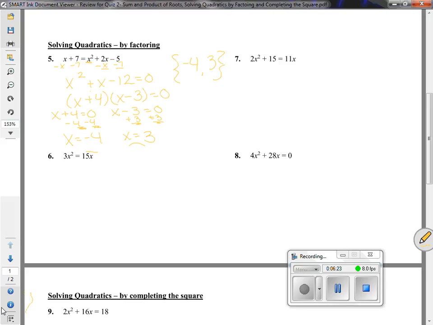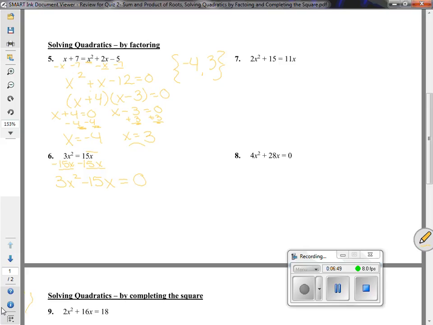So number 6, 3x squared equals 15x. So again, it's a quadratic, so I have to do what? Set it equal to 0. So I'd want to minus my 15x, because I want to leave my x squared term positive. So I'd have 3x squared minus 15x, because they are not like terms, they don't have the same amount of x's, equals 0, right?